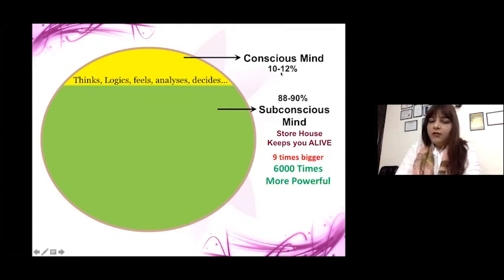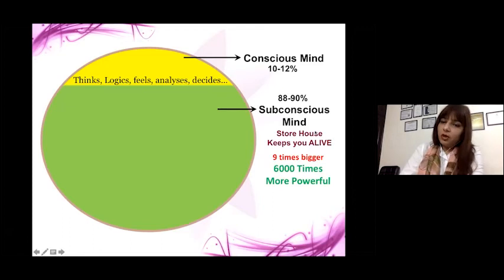Now, if you do the simple mathematics, you will see that your subconscious mind is roughly about 9 times bigger than your conscious mind, right? So yes, it is 9 times bigger. But if you look at the volume of subconscious mind, it is nearly 6,000 times more powerful than your conscious mind.